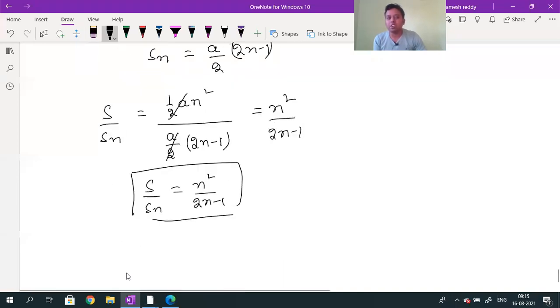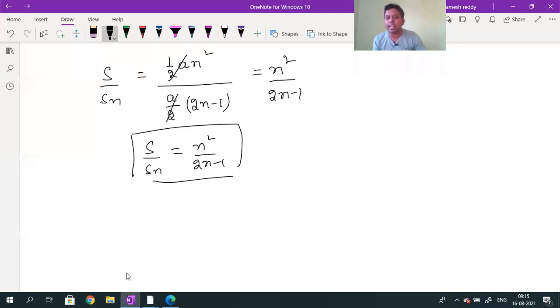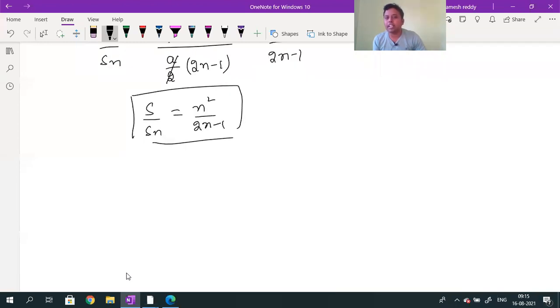Now what is the ratio of S divided by Sn? S is half into a into n square, divided by a by 2 into (2n minus 1). So what is the ratio? I will get n square divided by (2n minus 1). Got it? So this is the ratio of the distance traveled by the body in n seconds to the distance traveled by the body in the nth second of the journey.